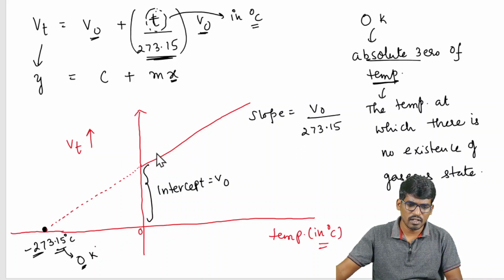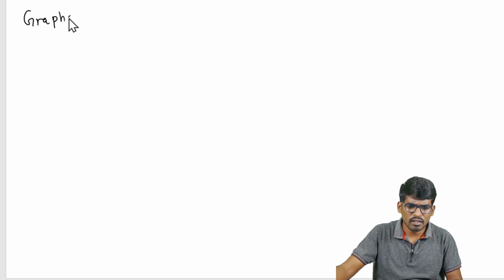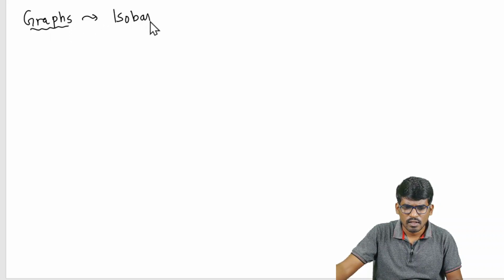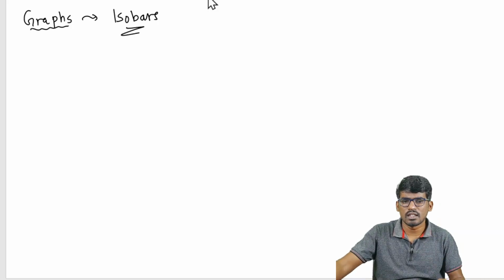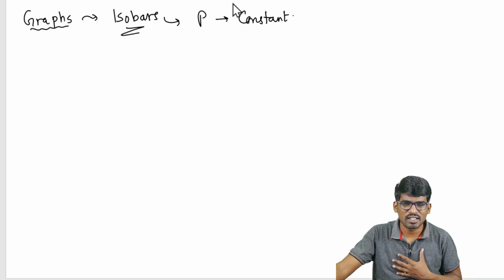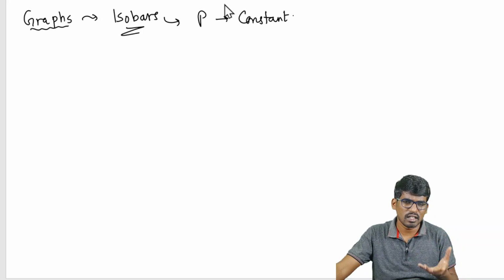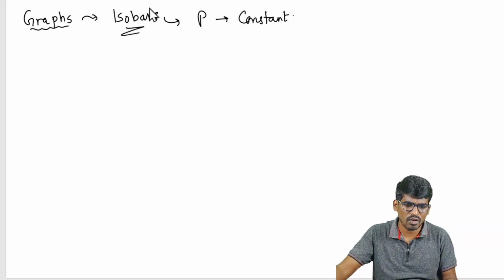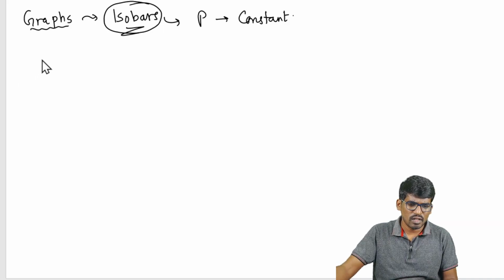So this graph is the graphical representation we have given for Charles law. Of course, all the graphs we are giving are called isobars, the graphs which are drawn at constant pressure. As you are aware, we are explaining Charles law at constant pressure, right? So at constant pressure, the graphs we draw are called isobars. So let us try to understand statement 1.